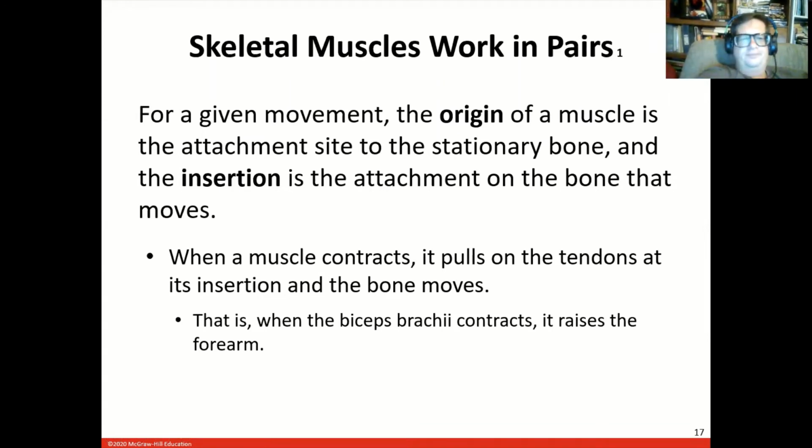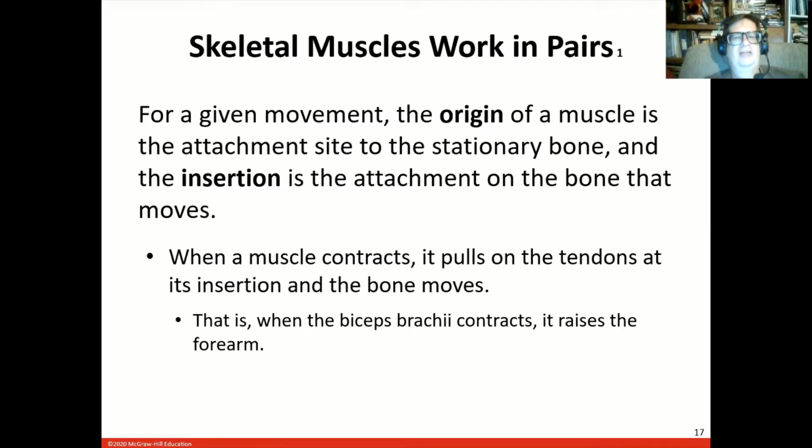Okay, let's move on. So the two ends of a muscle are called the origin and the insertion. All right. The origin, it says, is attached to the stationary bone. That doesn't mean that bone can't move. It means it's not the bone that's moving right now. Okay.